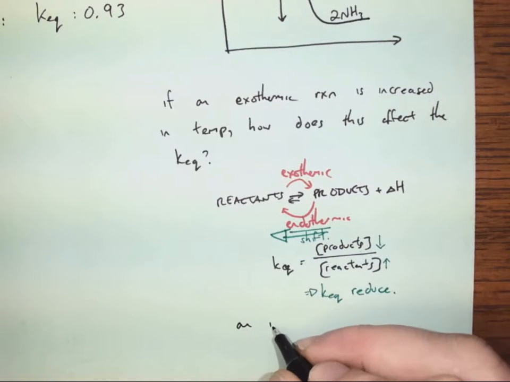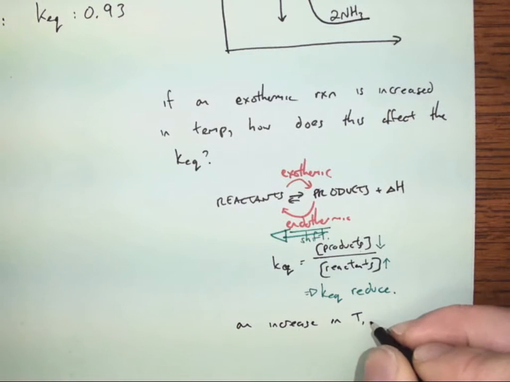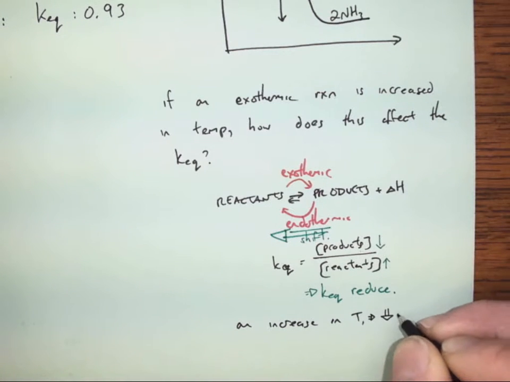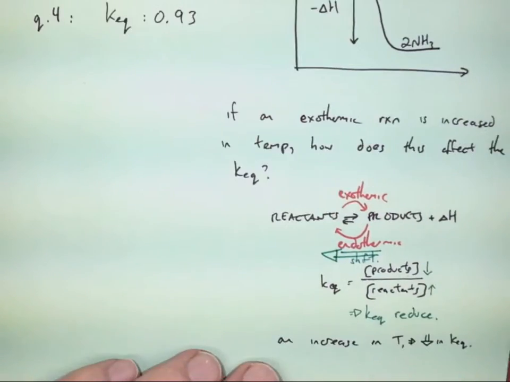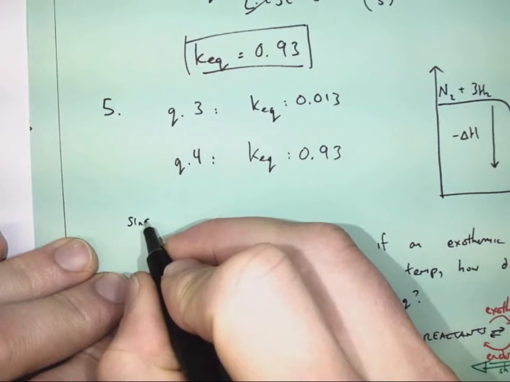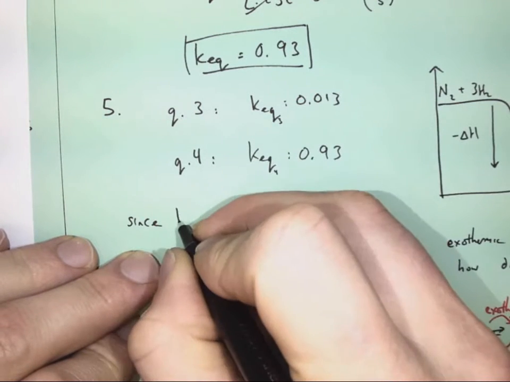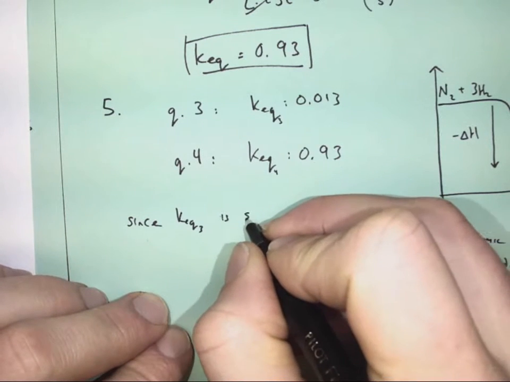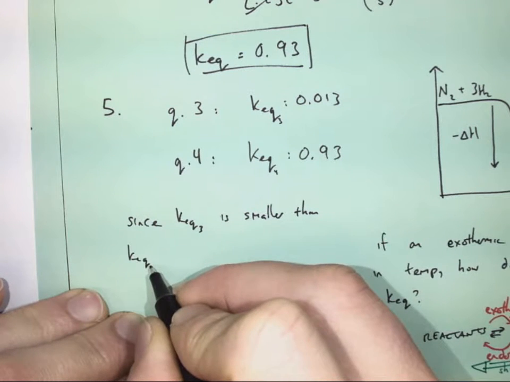So an increase in temperature must lead to a decrease in KEQ. Okay, and now we can look back at our KEQs. We can say, okay, since, let's label this KEQ3 and KEQ4. KEQ3 is smaller than KEQ4.